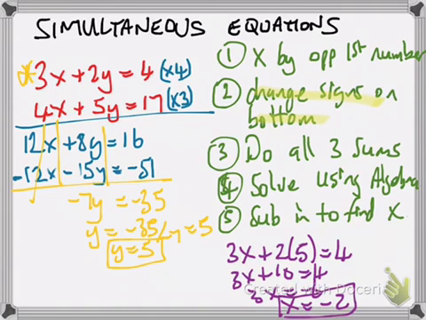You can try and put it into one of these other ones to see if it works. Well, 4 times minus 2 is minus 8. 5 times 5 is 25. Minus 8 plus 25 is 17. Okay? So that's how it works. And that's all simultaneous equations are.